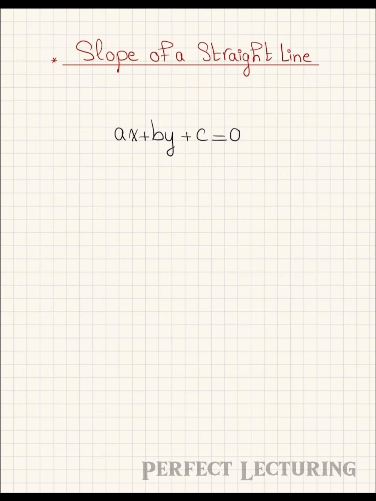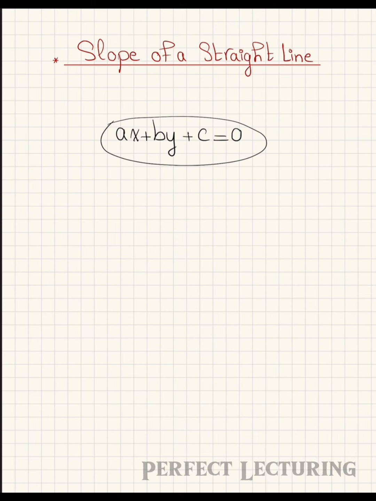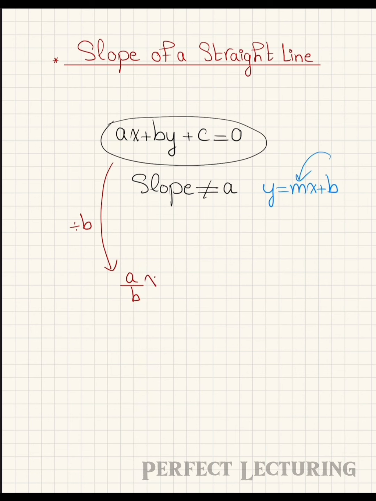Let's move on to the slope of a straight line. If I have a straight line in the general form, the slope is not equal to a. In order to find the slope, first of all, I have to write the straight line in the standard form or the reduced form, which is y equals mx plus b, where m is the slope. Thus, I have to divide the entire equation by b, of course provided b is not equal to 0, so it becomes a over b times x plus y plus c over b is equal to 0. Then I isolate the y, and the slope is negative a over b.